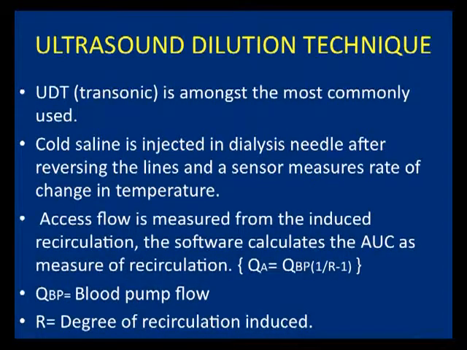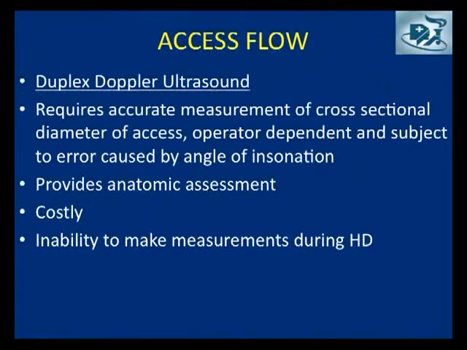where QP is the blood pump flow and R is the degree of recirculation induced. Coming to Doppler ultrasound, it requires accurate measurement of the cross-sectional diameter of the access. It is highly operator dependent, but it's very useful because it can provide an anatomic assessment also of the fistula. It is costly and it cannot be used during the dialysis session.